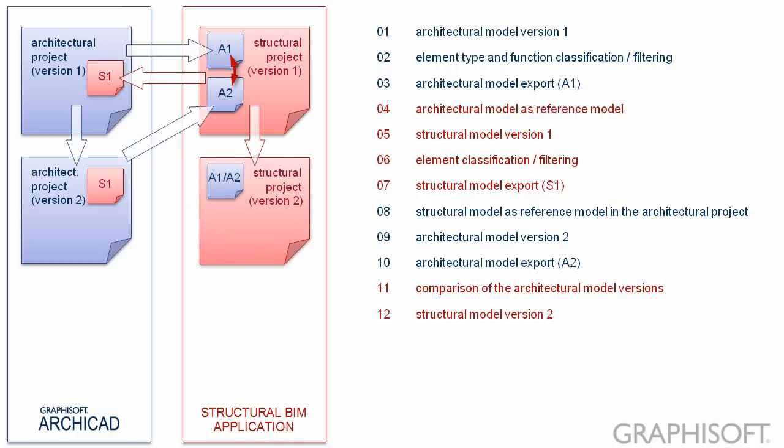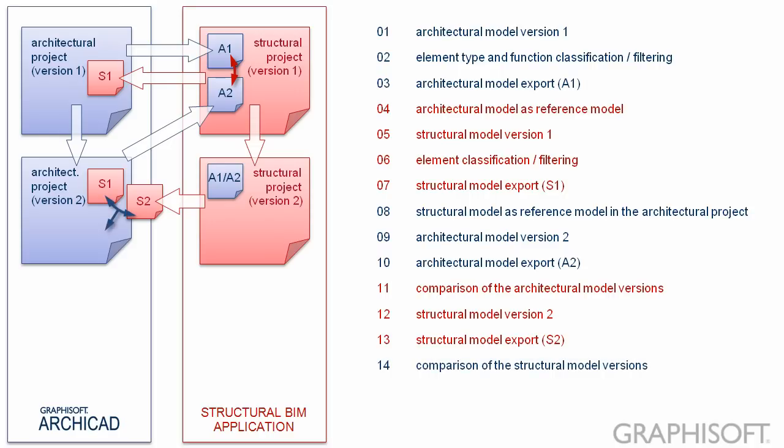12. Engineers update their project, both the model and the calculations, based on the detected differences. 13. The engineers send the new structural model version back to the architects. 14. Architects compare the new structural model version with the previous one. 15. The comparison process automatically merges the detected changes only, so the new, modified, and deleted elements just act as a reference to the architect's running project.